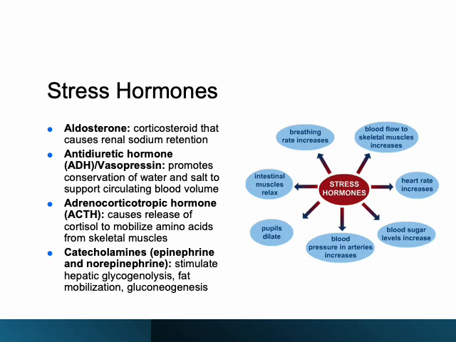Adrenocorticotropic hormone, or ACTH, causes the release of cortisol to mobilize amino acids from skeletal muscle. And catecholamines like epinephrine and norepinephrine from the adrenal medulla will stimulate hepatic glycogenolysis, as well as fat mobilization and gluconeogenesis. So with all these stress hormones, they are influencing our heart rate, our blood sugar, our blood pressure, the dilation of our pupils, intestinal muscles, breathing, and blood flow overall to skeletal muscles.